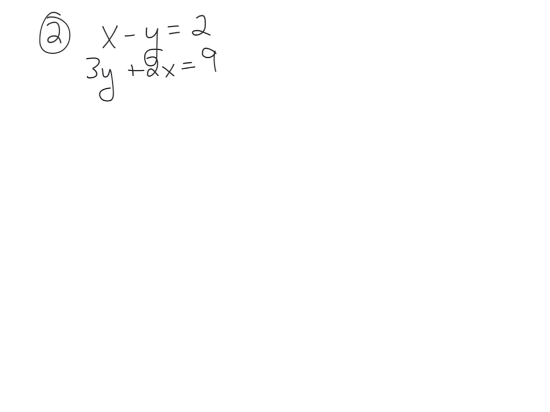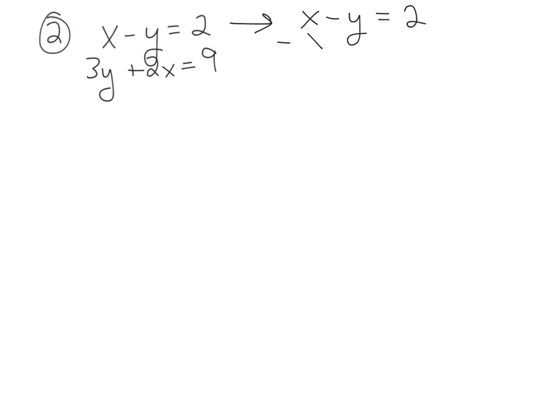All right, on number 2, again, we're graphing. So our end result is we're going to have a graph. And I gave you the equation x minus y equals 2 and 3y plus 2x equals 9. Well, both of these, I have to do some work before I have it in that slope-intercept form. So here's how I'm going to do this problem. I have x minus y is equal to 2.